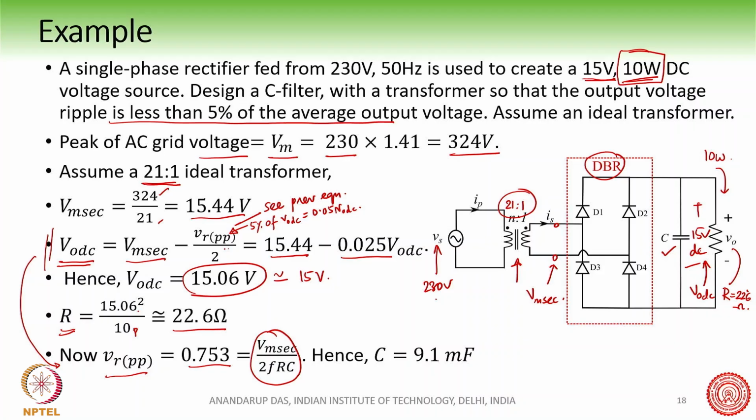From this equation we can see the value of C: 9.1 millifarad. That much of C we have to use.